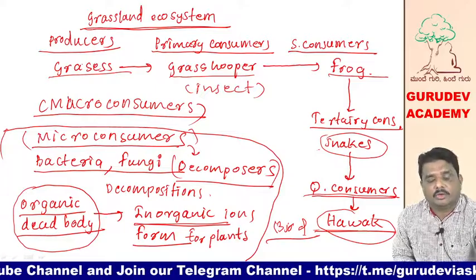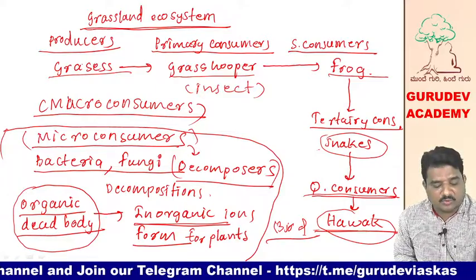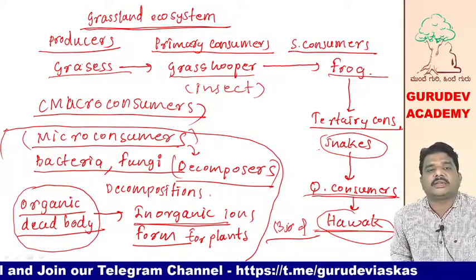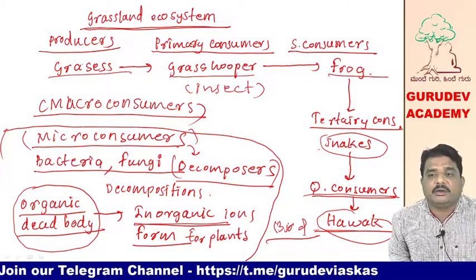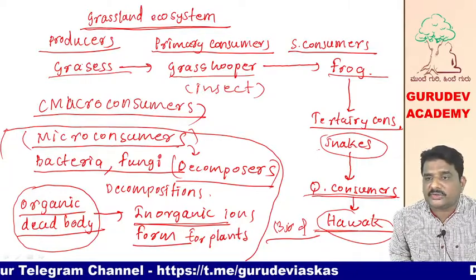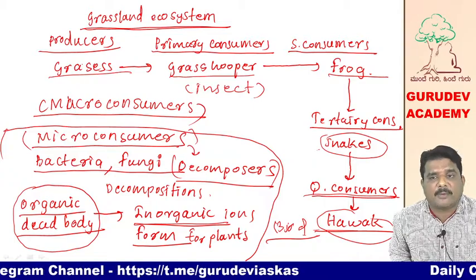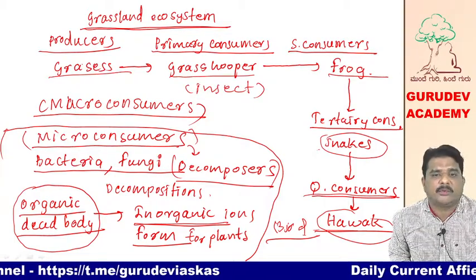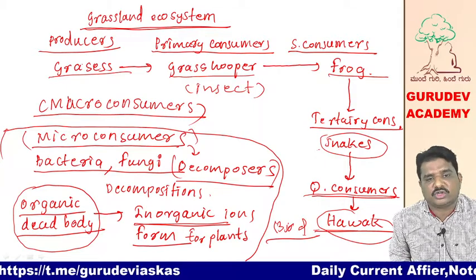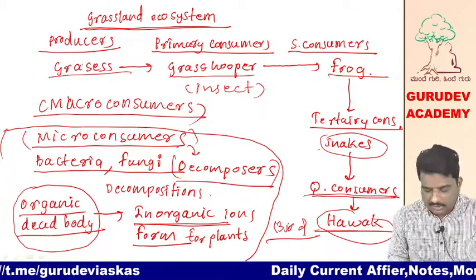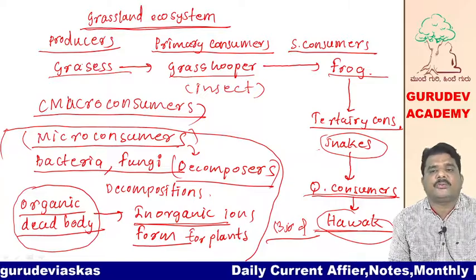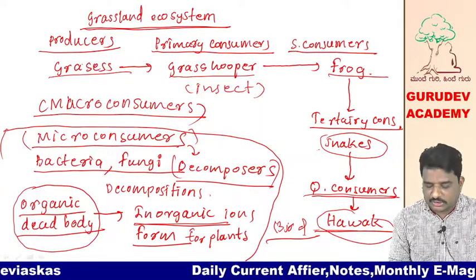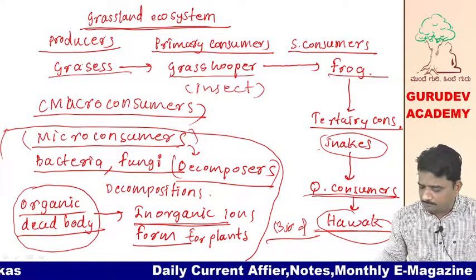Okay, I hope students, you understood this one. What is the name of this? It is called biotic and abiotic components which are present in the ecosystem that we have studied. Which are the abiotic and which are the biotic components present in the ecosystem that we have studied. Okay, next video we can go for the pond ecosystem. Thank you.